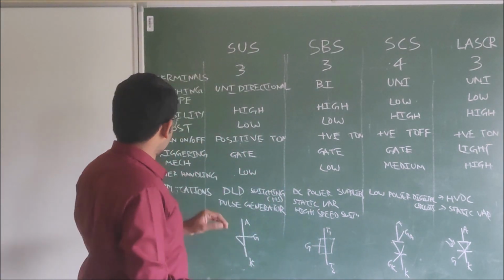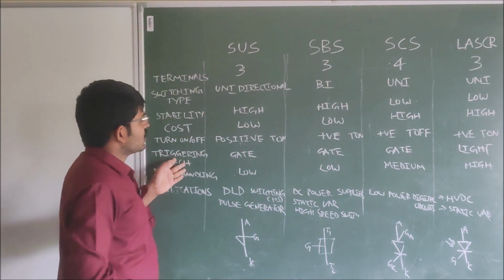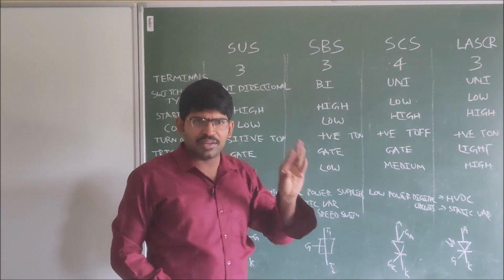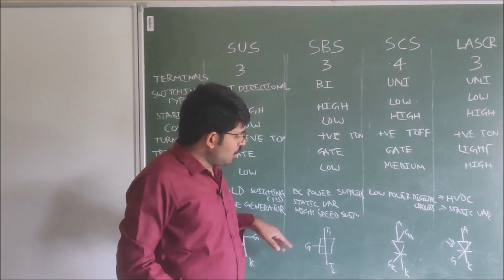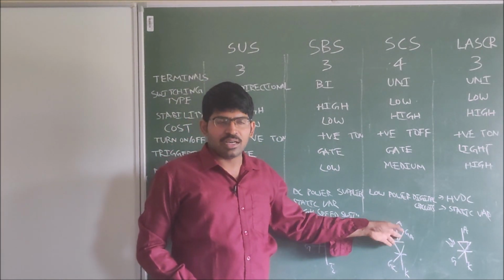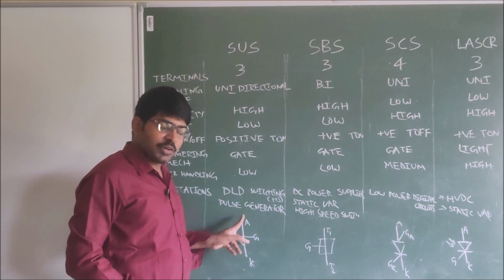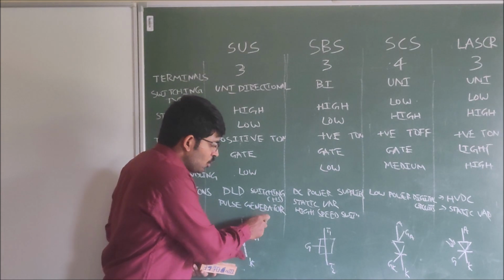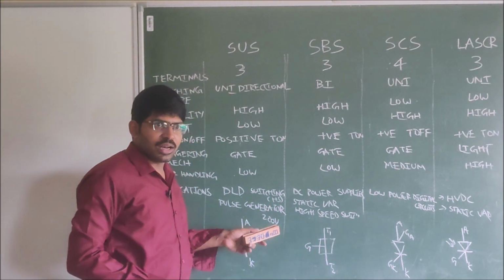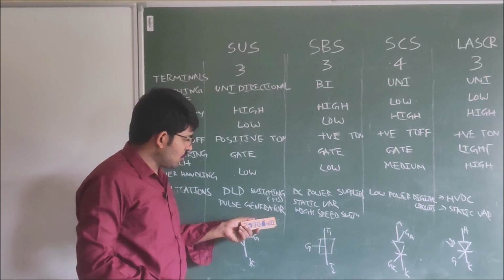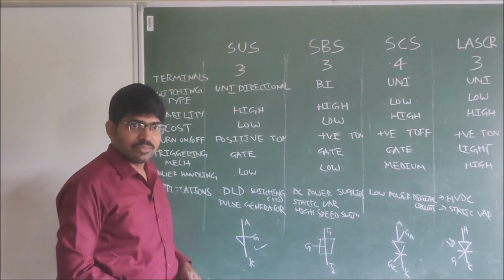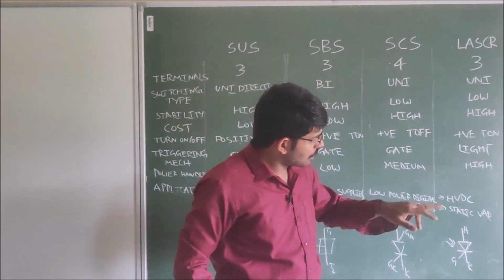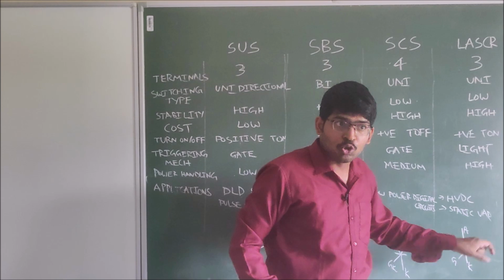Okay, right, next. Triggering mechanism. All the devices, because gate is the triggering device. By using the gate, we turn on the SCR. That does not mean there is no supply required at anode to cathode. We have to give anode to cathode supply, but instead of 200 volts, if we want to turn it on at 30 or 40 volts, then we have to give the gate current. All these three devices, the triggering mechanism is due to gate, but here the triggering is due to light.